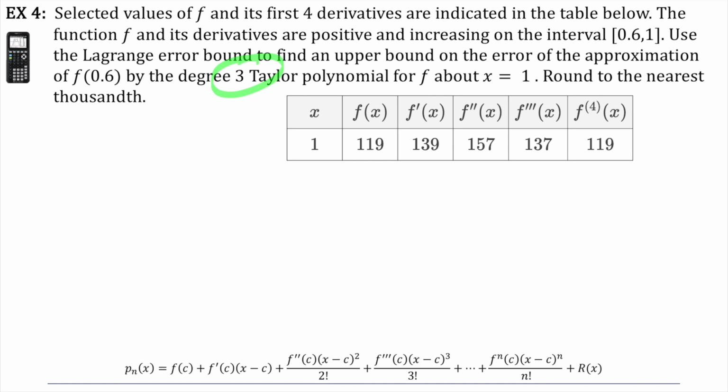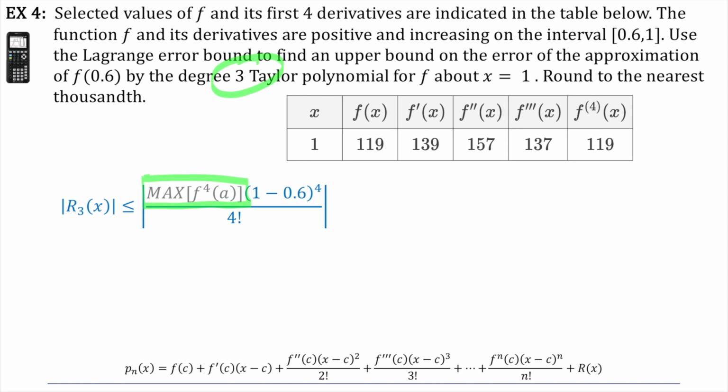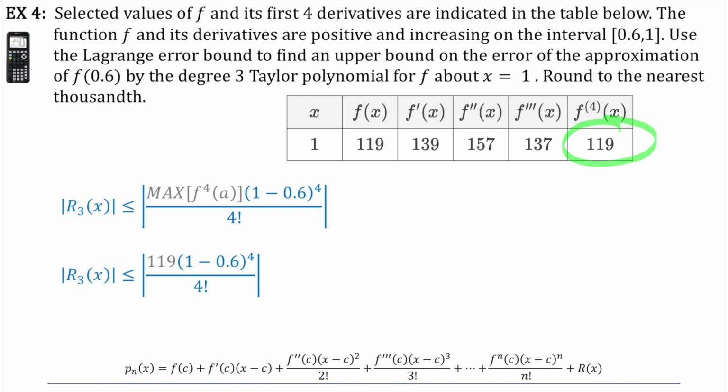If we have a third degree Taylor polynomial, then our error is going to live in the fourth degree term. So what we don't know is the maximum of the derivative at a. We are centered about 1 and we're approximating 0.6, and that's to the power of 4 over 4 factorial. So what do we do about that max of the fourth derivative at a? Well, they gave us in the table here the answer to that part, 119. Plug all that into your calculator, and there we have it, 0.127.